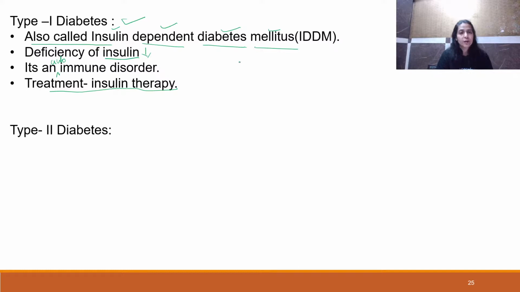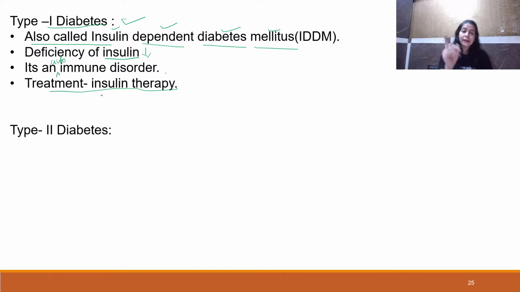Okay, now this is the one that occurs mostly if any adolescent or a child is suffering from diabetes, then that is always type 1 diabetes. If any child of the age of 9, 10, or could be an adolescent is diagnosed with diabetes, usually it is type 1 diabetes, which is an autoimmune disorder. The pancreas is being attacked by your own antibodies. So the therapy is insulin therapy.